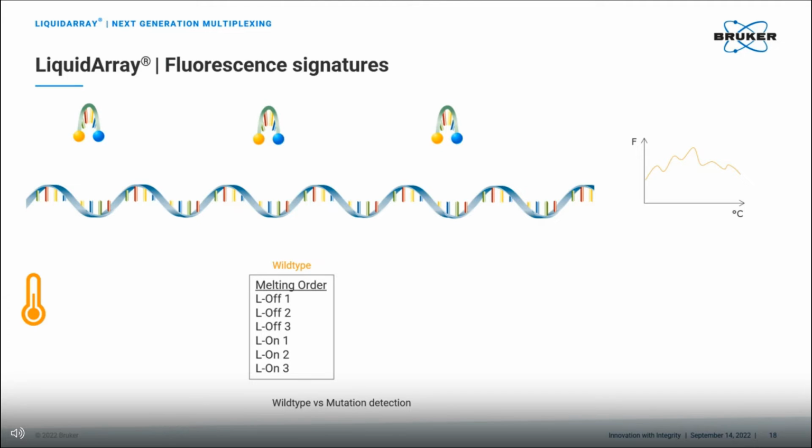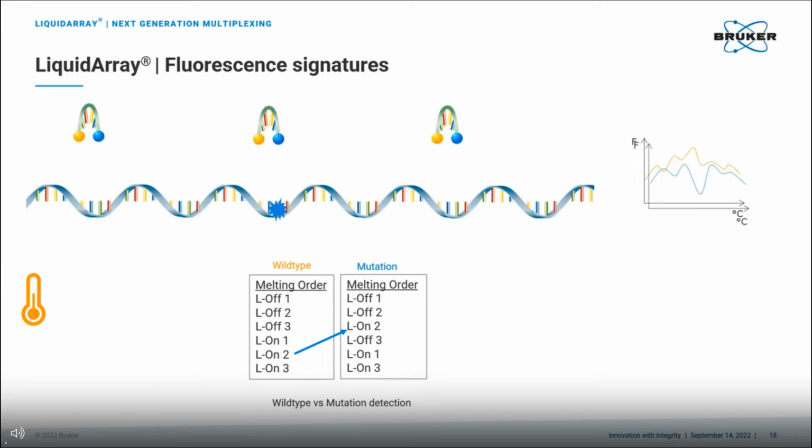And this is all done in a predictable order on the basis of how we have designed those probes. So we know the temperature that they will desorb from the single-stranded target. Now, if we were to have a mutation in the target sequence within this probe region, the melting temperature of that probe would change, and as such, the fluorescence signature would also change. And you can see quite clearly then that you could identify the difference of a wild type from a mutation.